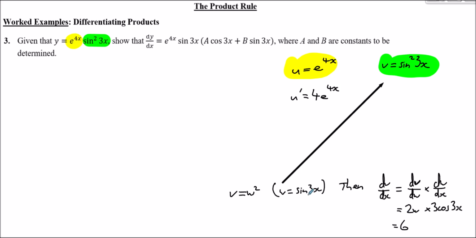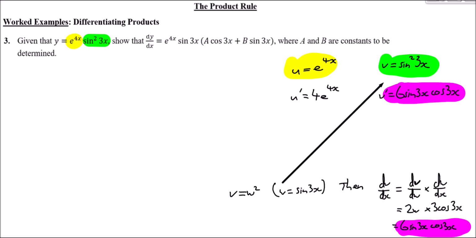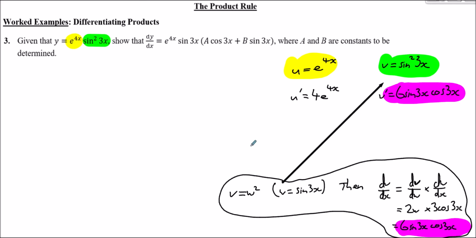And then if we simplify this, we've got 2 multiplied by 3, which is 6. W, which is sine 3x, cos 3x. Therefore, v dashed is 6 sine 3x cos 3x, based on what we just worked out here. So, using this and just piecing it all together, we're going to get our answer essentially. Just need to keep our heads and not be freaked out about how awkward this looks.